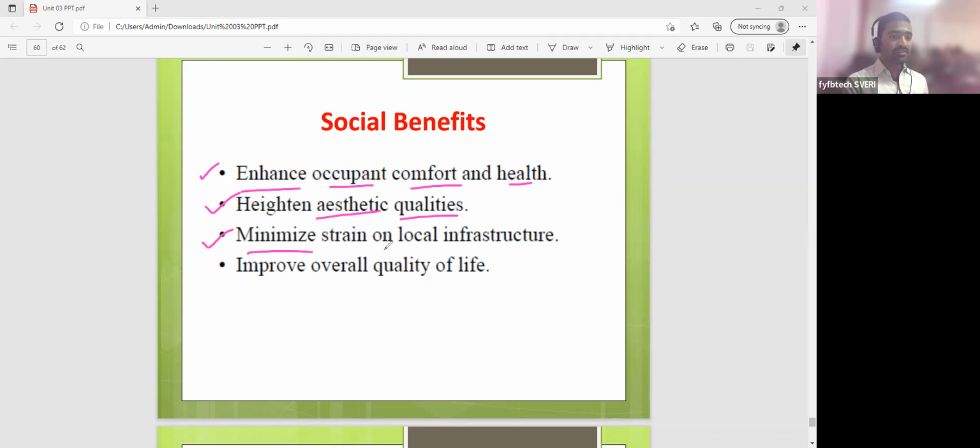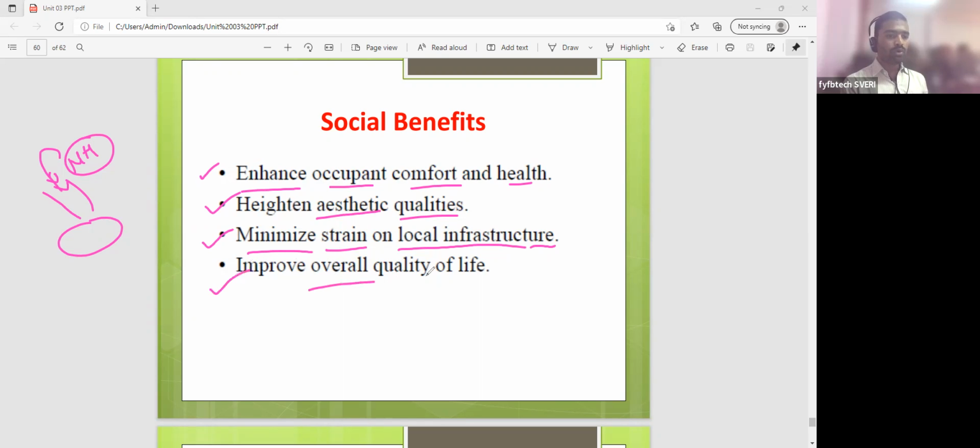Then it minimizes strain on the local infrastructure. Strain on the local infrastructure means the transportation system. If there is a normal transportation system, if there is an NH, what is NH? National highway. There is a large amount of traffic movement, so it will congest. So if you use ITS, what is ITS? Intelligent transport system. That will improve the transportation system. Similarly, it minimizes the strain on local infrastructure. Whatever strain, meaning whatever defects are there, the green building will reduce those defects.